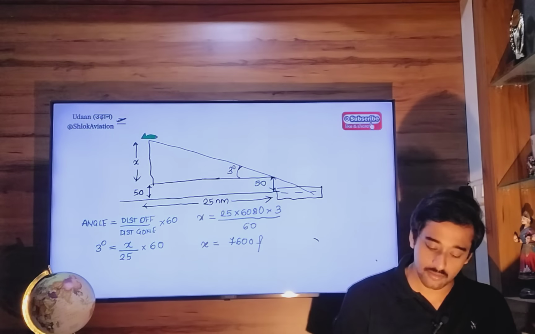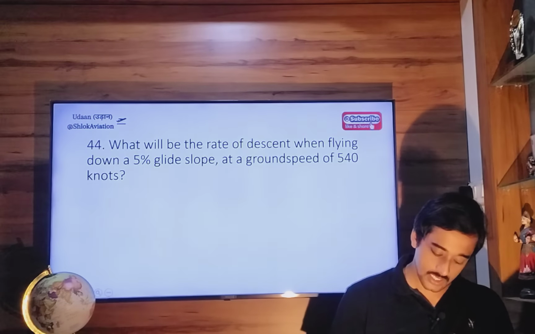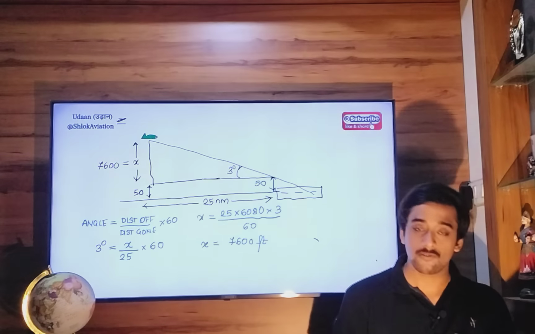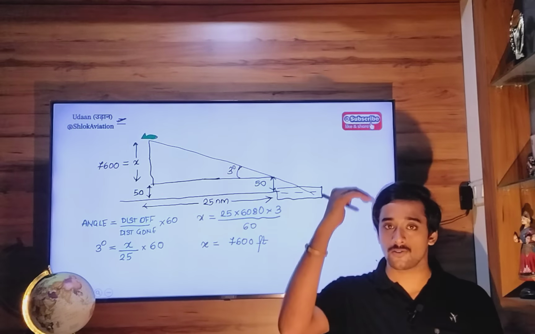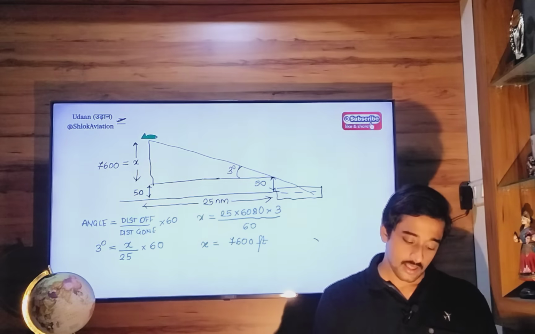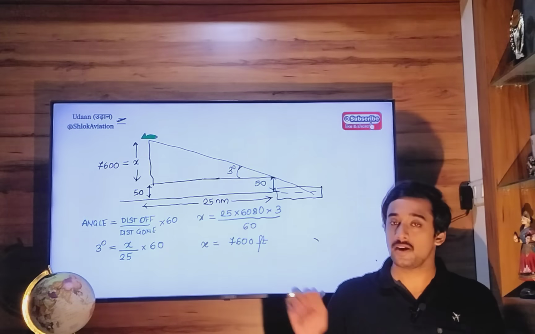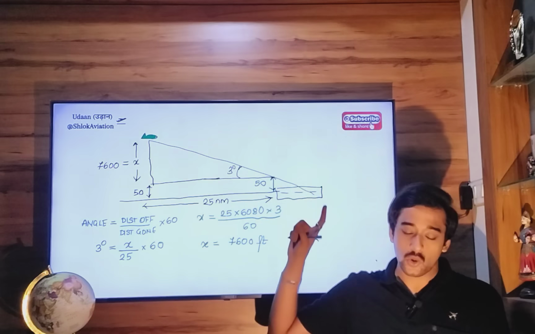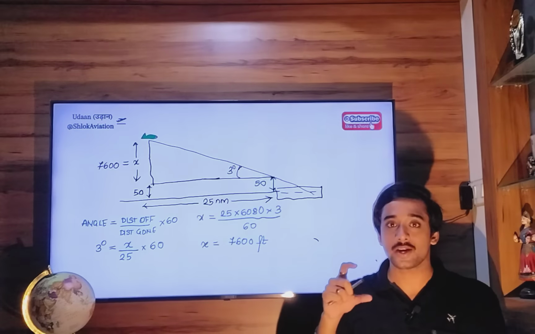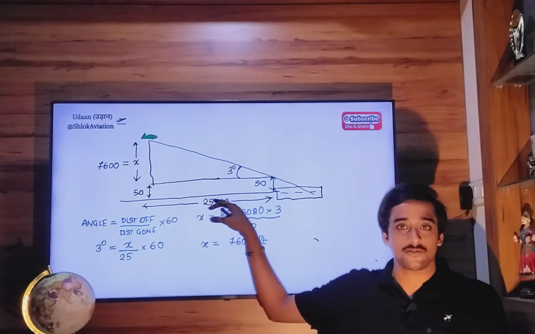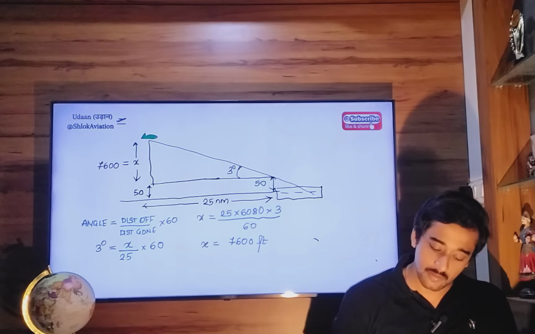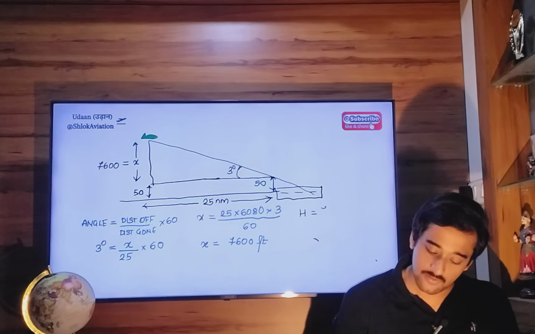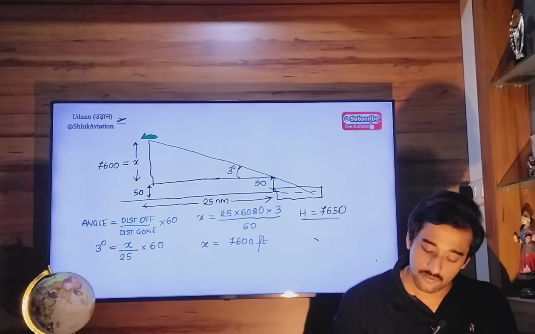7,600 feet. So that means this aircraft is 7,600 feet above the 50 feet threshold of the runway. So, okay, 7,600 feet from the base of this glide slope. We have been asked to find the total height of the aircraft with respect to the ground surface. So that total height will be equal to 7,600 plus 50, that is 7,650 feet.